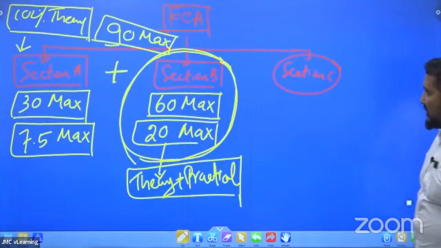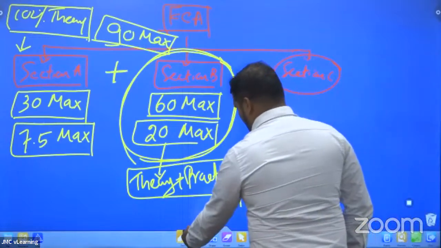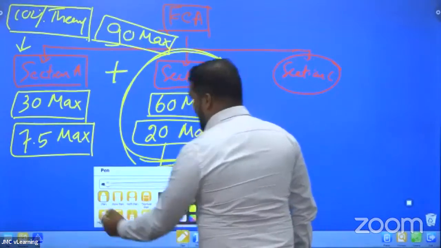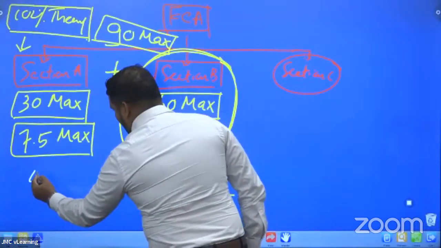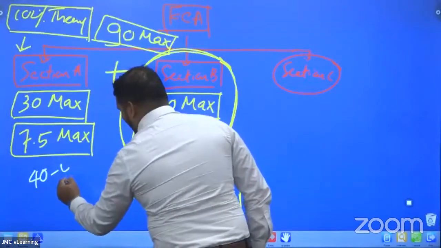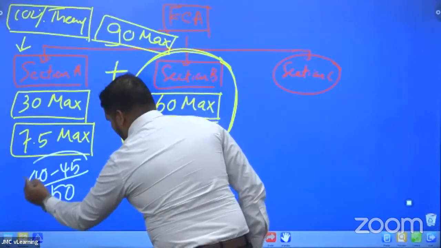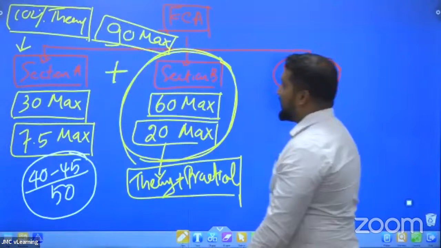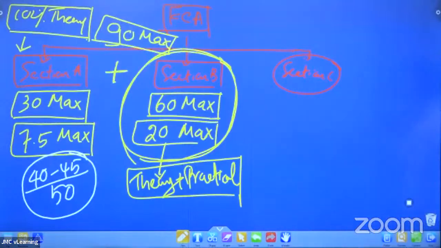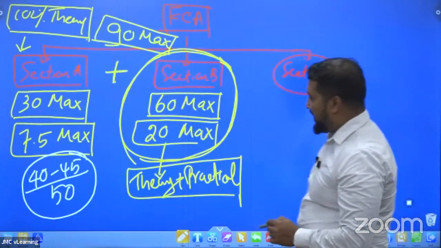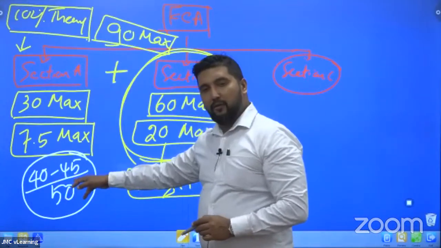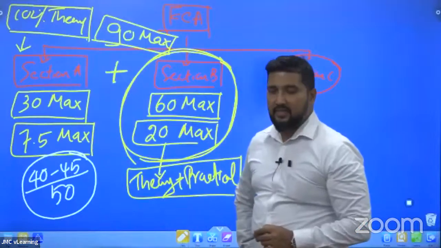Clear? Then make sure that you will get in between 40 to 45 marks out of 50 for section A and section B.